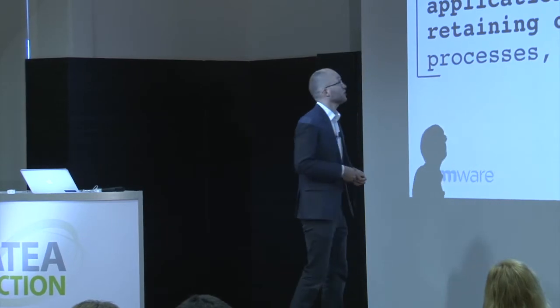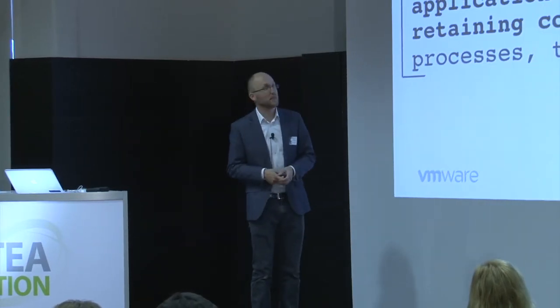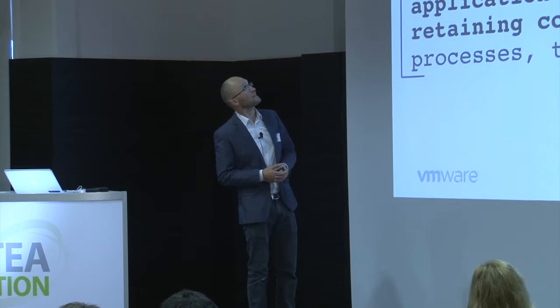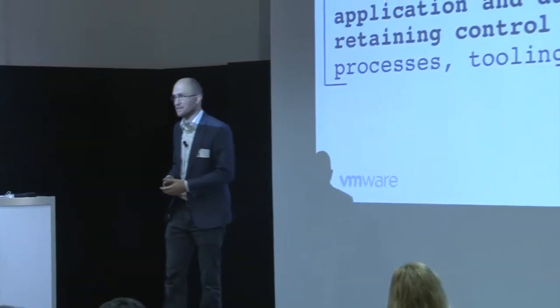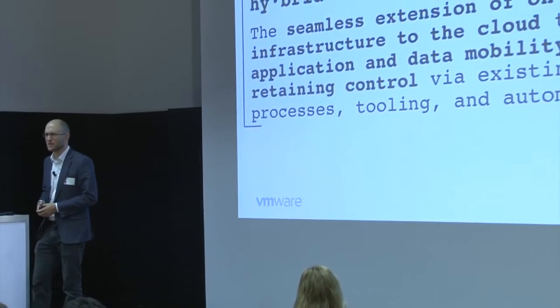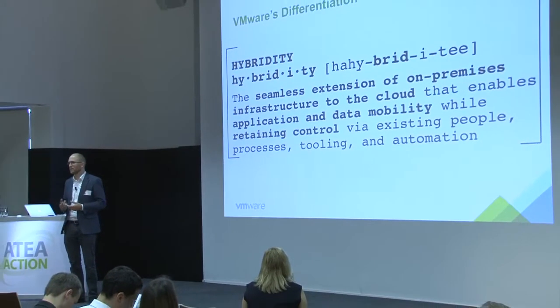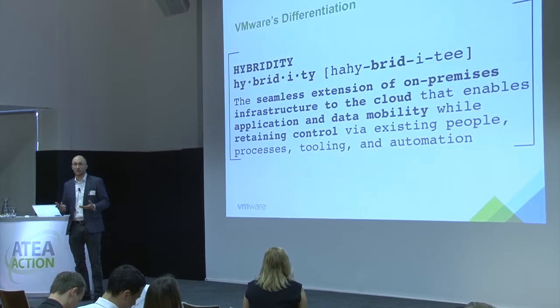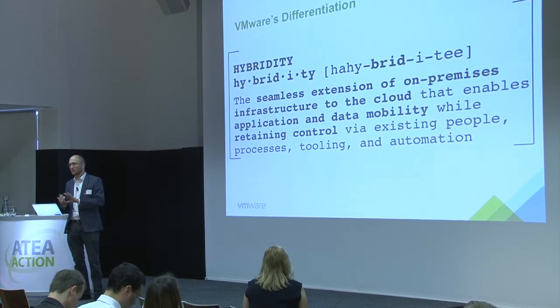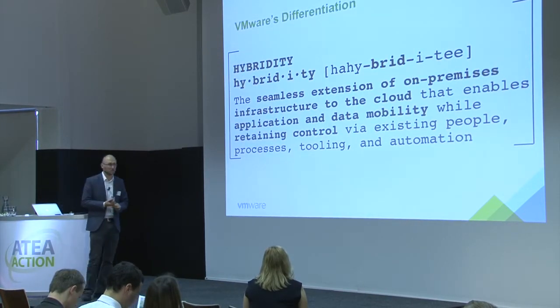So what is our differentiation from VMware? It's basically this one word, hybridity. Now, what is hybridity? Well, a hybrid is sort of a mix of 2 things, right? You all know the Toyota Prius, which is a hybrid car. It both has a fuel engine and an electrical engine.